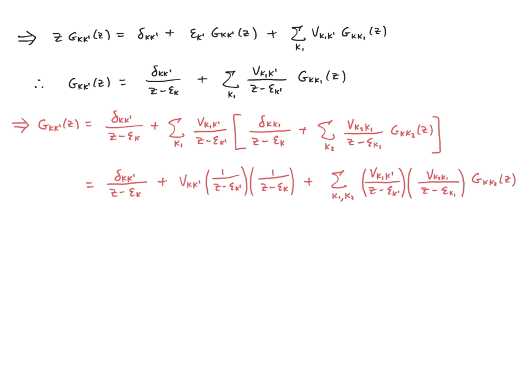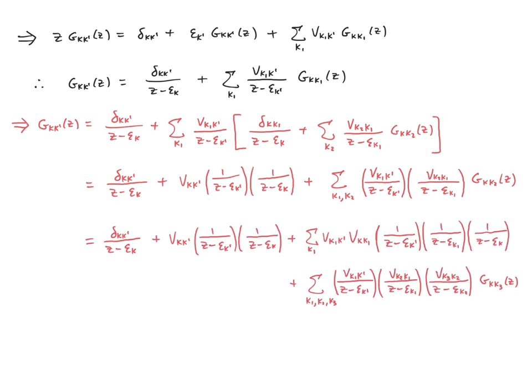Now we can play the same game and simply insert this original expression back in for G kk2. When we do that, and then we collect up the terms, we obtain the following. So we see that we get a proliferation of more and more of these products as we substitute our equation back into itself repeatedly. This series seems to get more and more complicated.